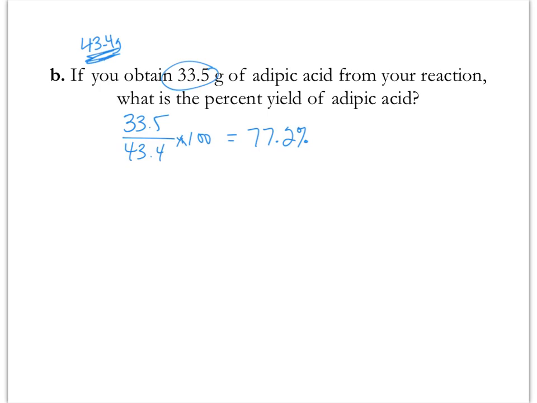It is possible to have over 100% yield. Let's say something was contaminated with excess adipic acid or excess cyclohexane was there. You didn't measure your cyclohexane correctly at the beginning. That could cause your yield to be over 100%, but it doesn't happen very often, especially in a controlled setting.